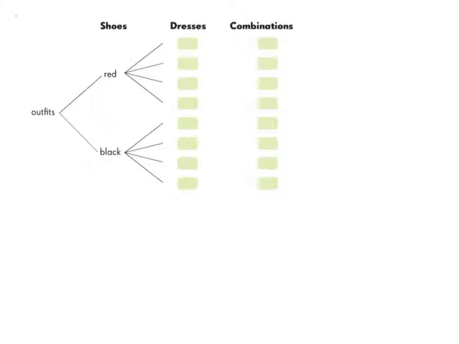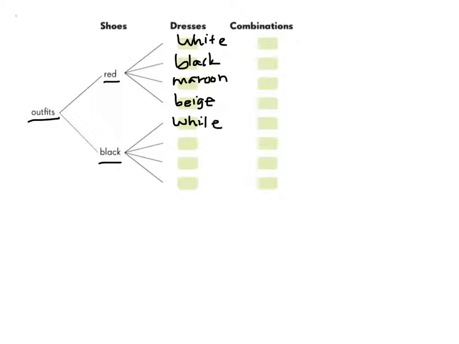Okay, so we've begun by listing outfits and then showing the colors of shoes. Let's begin with the red shoes. We'll fill in the colors of the dresses to show each possible combination of red shoes with a dress. Her dresses were white, black, maroon, and beige. Now we repeat that process for the black shoes. She could wear the white dress, the black dress, the maroon dress, or the beige dress.